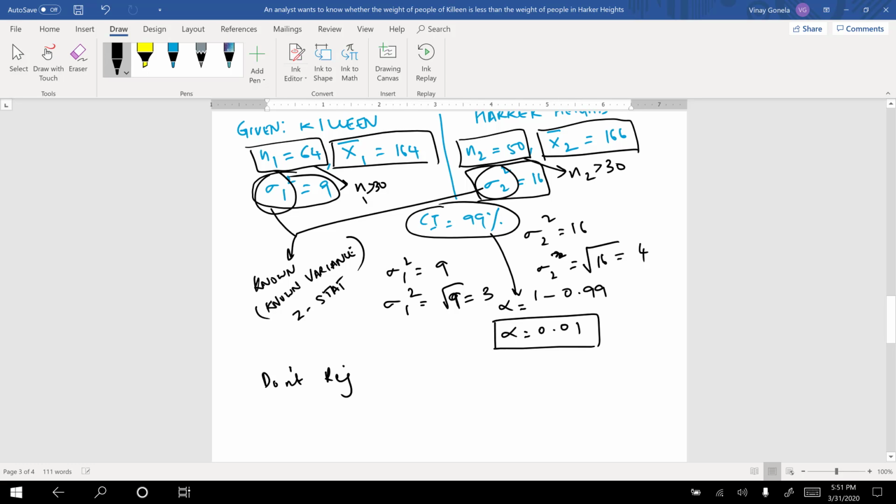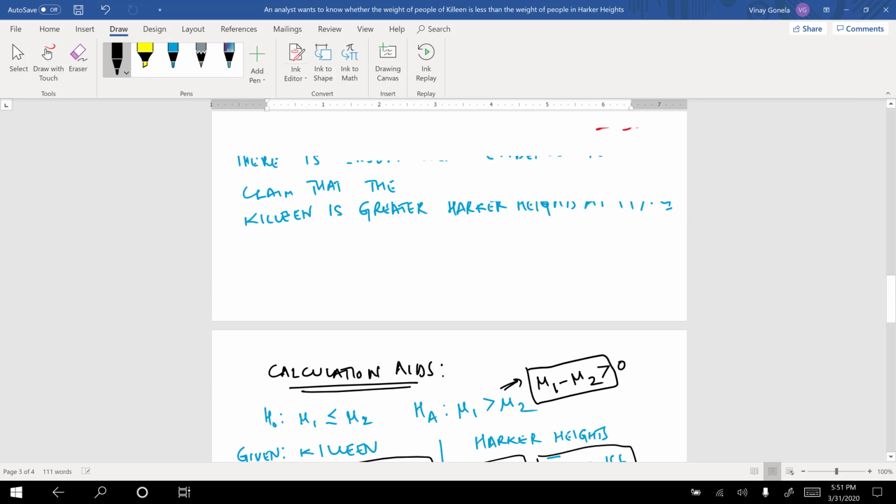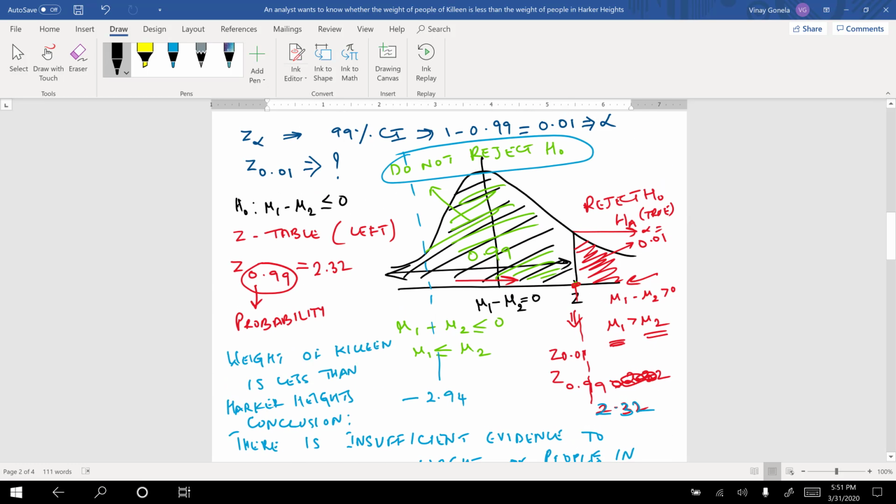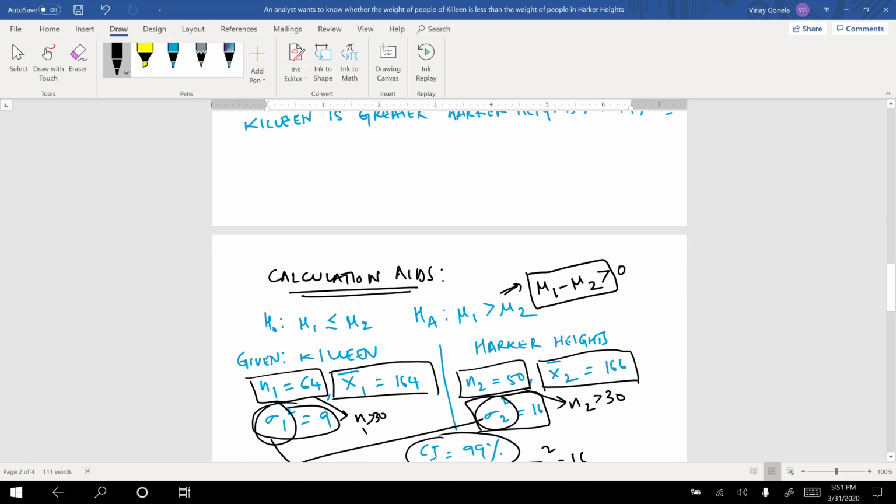Don't reject H null. So H null is true. That means mu1 less than or equal to mu2 is true. That means the weight of people in Killeen is less than the weight of people in Harker Heights. This concludes my lecture on one-tail problem hypothesis testing for two population means Zstat. Thank you.